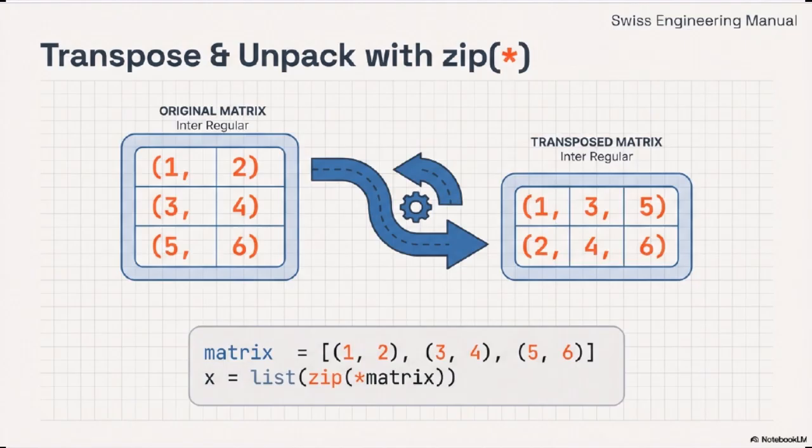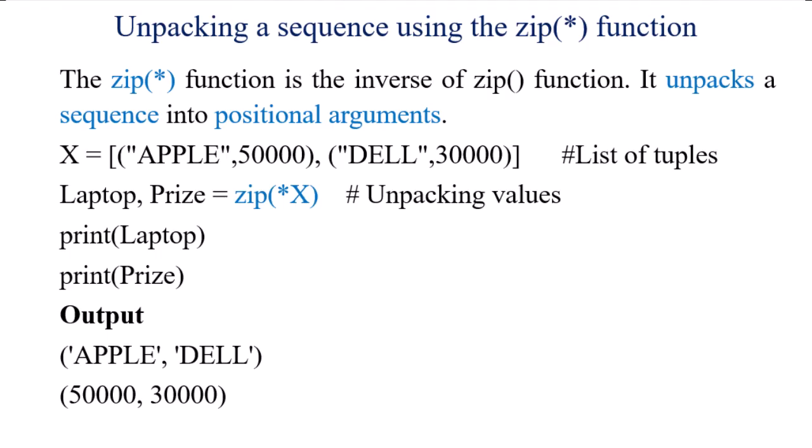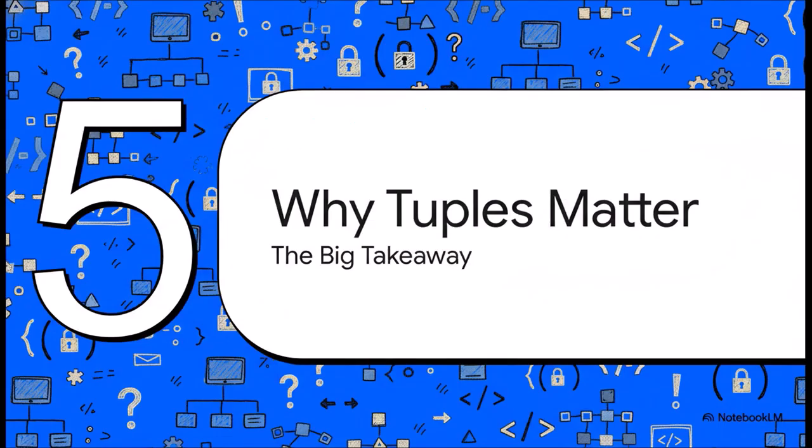And if zip puts things together, then zip with a star, zip(*), takes them apart. It's the perfect inverse, like a magic unzip button. If you have a list of tuples, zip(*) can unpack it back into separate tuples. You can see here how it takes a list of laptop and price pairs and neatly splits them into a tuple of all the laptops and a separate tuple of all the prices. So useful.